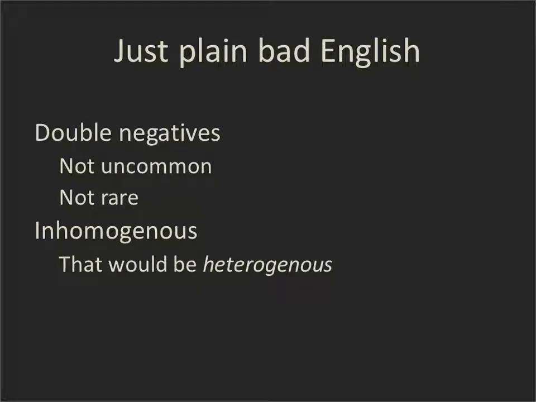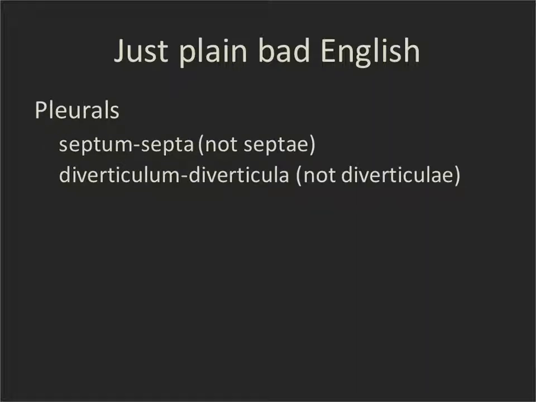And unfortunately, I don't know why, it's just because we're all a little bit rushed, or perhaps it's the quality of English education at school these days, but there are a bunch of things that are just plain bad English, or as the case may be, bad American. Putting in double negatives is very confusing. If it's not rare, does that mean it's common? Inhomogeneous, that's heterogeneous. Plurals, people often get these wrong. The plural of septum is septa. The plural of diverticulum is diverticula.